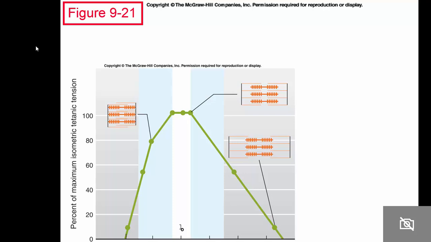What happens as it starts to get shorter? What if I make you start a contraction from here? Can you lift as much weight in the graph? No. What if I make you start from here? Can you lift as much weight? No. And then if I go in the other direction, can you lift as much weight? So in this white zone, the resting length equals optimal length, which is the maximum amount of force production. And this is what each of the sarcomeres looks like.